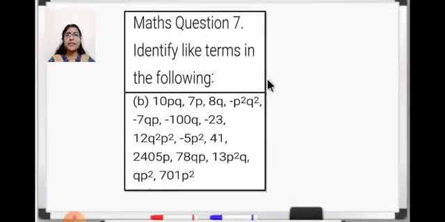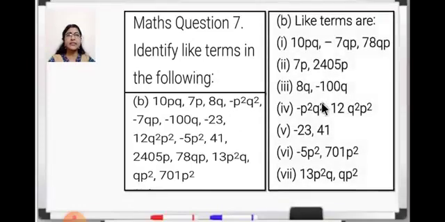Then question number 7 B part was your homework. Identify like terms in the following. From this we have to identify which are the like terms. You must have done it, you can check your answer. Here the like terms are 10 PQ, minus 7 QP, 78 QP, because when you exchange this, it will become PQ. So these all are like terms. You can see they have the same variable.